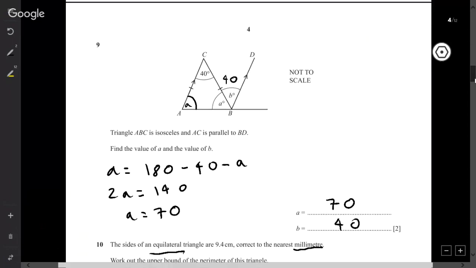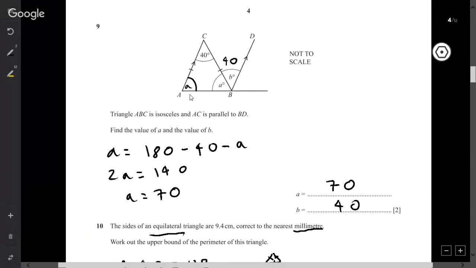Okay, question number 9. All right, triangle ABC is an isosceles triangle. AC is parallel to BD. First of all, find the value of a and the value of b. Okay, so this is a here. Well, it's an isosceles, so this is also a. So 180, these are all going to add up to. So a is 180 minus 40 minus the other a. So we can say that 2a is 140, so a is 70. And we know that b is going to be the same as this angle because these two lines are parallel and these are opposite, and that is just a rule you're going to have to learn. And so b is 40.